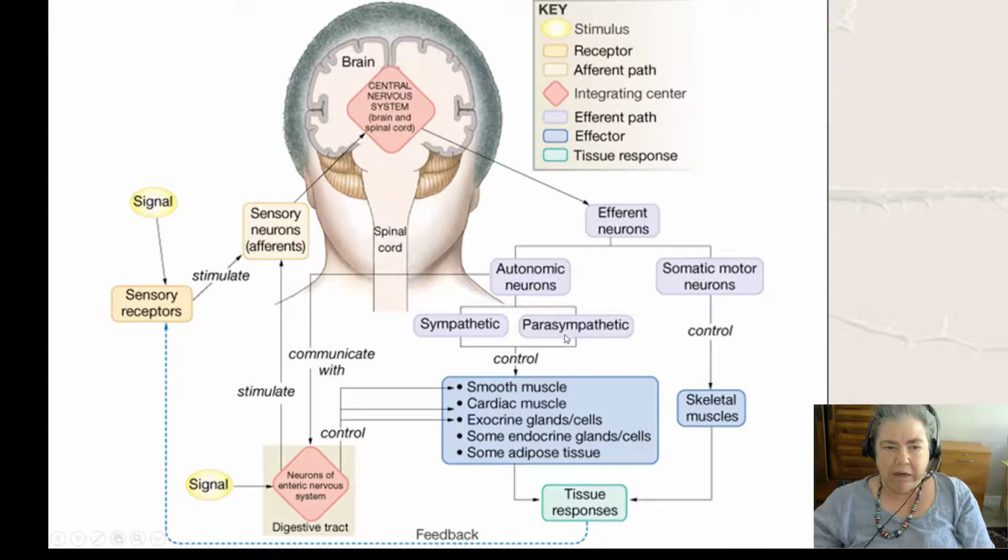There is input to some endocrine glands, not all of them, and to some adipose tissue, with responses that may feed back through sensory receptors back into the central nervous system where they're processed. And again, you get loops. So your sensory signals are processed, create motor signals, which have effects which result in more sensory information.